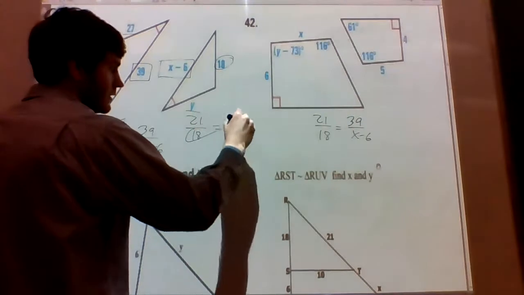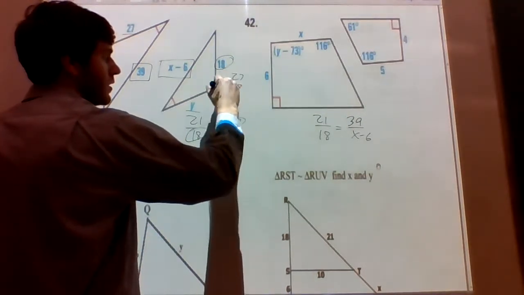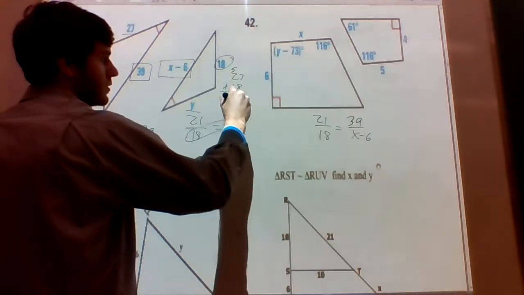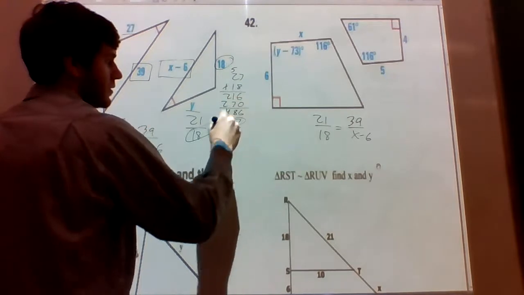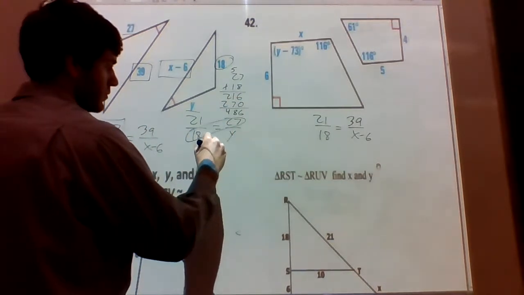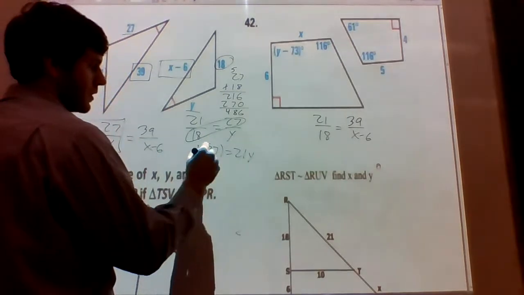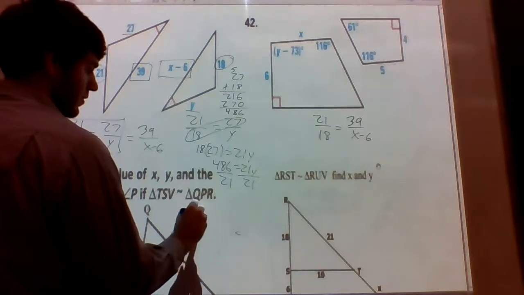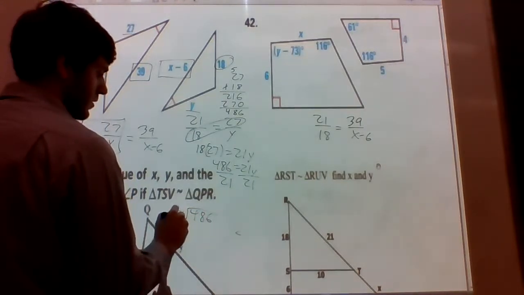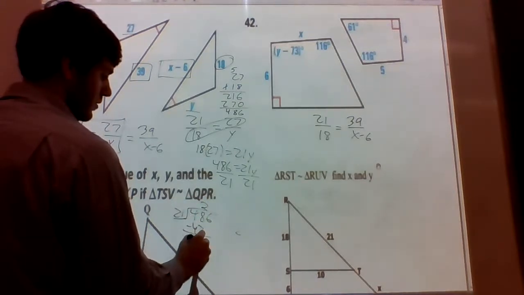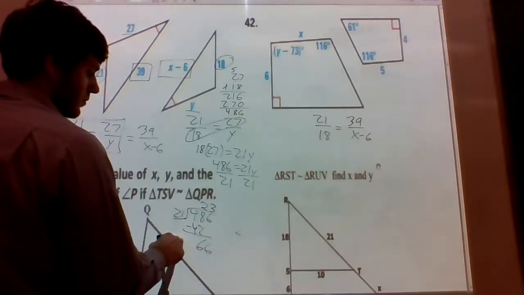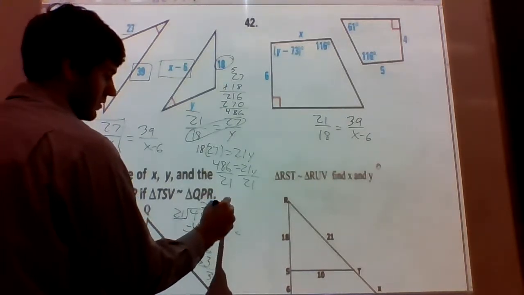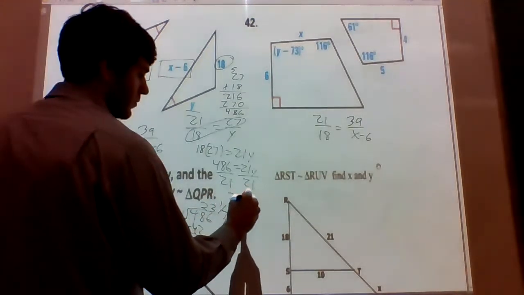So cross multiply, 18 and 27. It's 486. So I'm getting ahead of myself here. 18 times 27 equals 21y. So we're going to have 486 equals 21y, divided by 21. 486 divided by 21, that's going to go twice. It's 42. 66. 3 times is 63. We have 3 left over. So 23 and 1/7. Okay, so 23 and 1/7 is y.